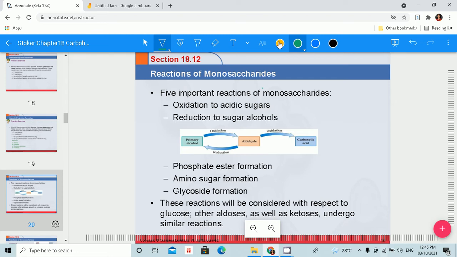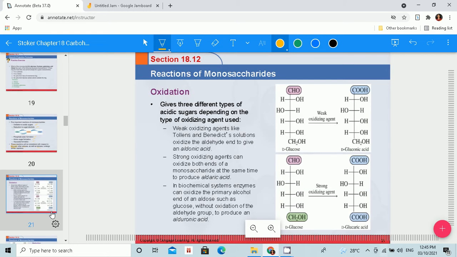Okay, so let's focus here on glucose. But other aldoses and other ketoses undergo similar reactions with these five. So let's have first our oxidation reactions of monosaccharides. We have first oxidation.